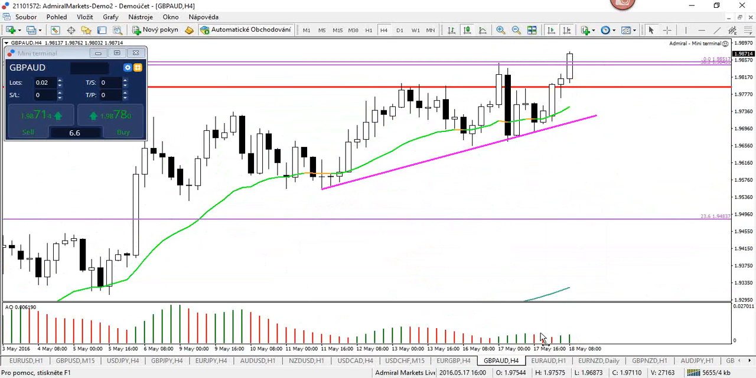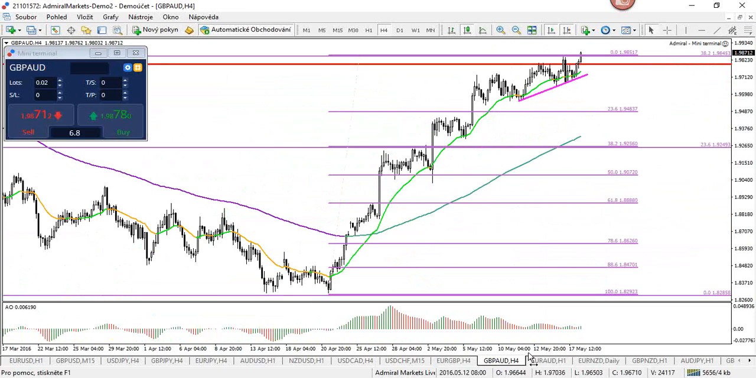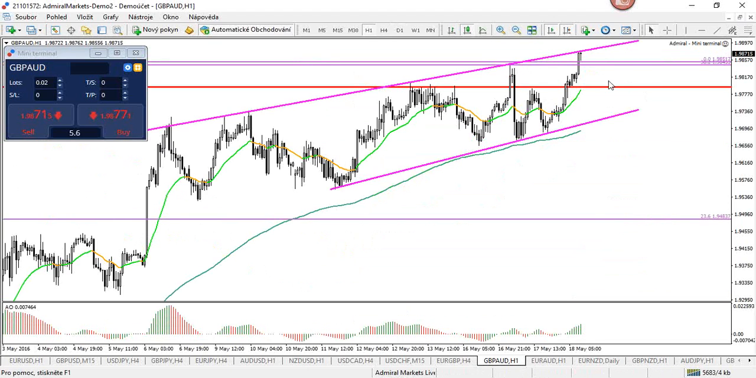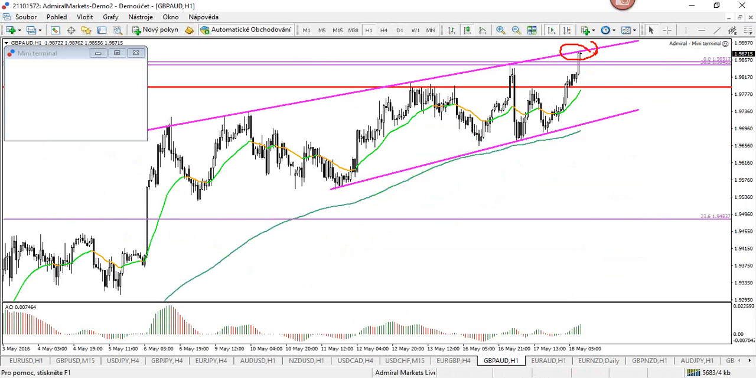So we get a continuation, and it just shows you sometimes how long it can take before price makes a reversal. And now we're in this channel, and to me, it doesn't look like a good trade, because now we're right at resistance.